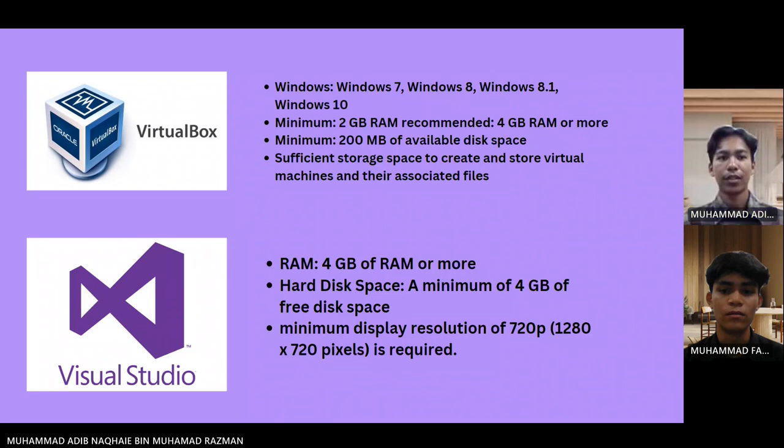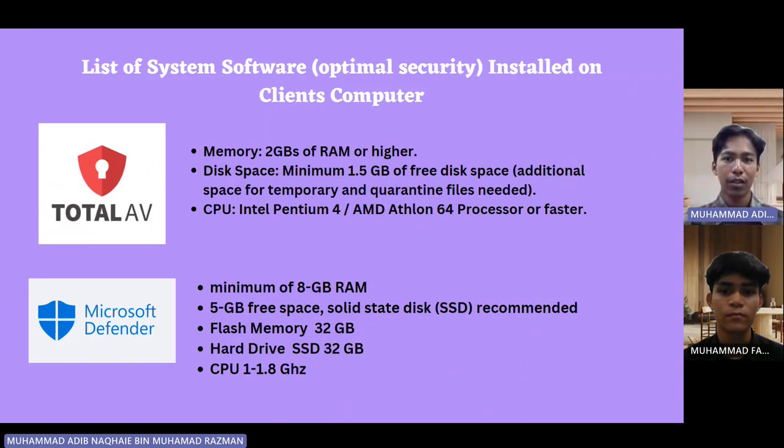Next, the list of system software, such as security software installed on clients' computers. We have Total AV. The memory requirement is at least 2 GB of RAM or higher. Disk space minimum 1.5 GB of free disk space. Additional space for temporary and quarantine files is needed. And for the CPU, at least Intel Pentium 4 or AMD Athlon 64 processors or faster.